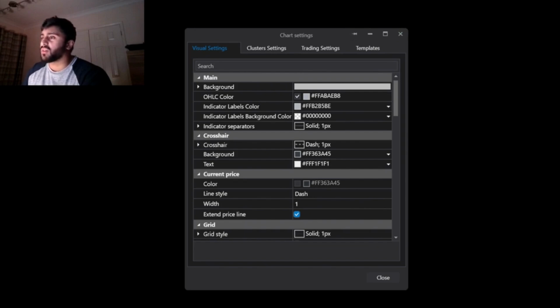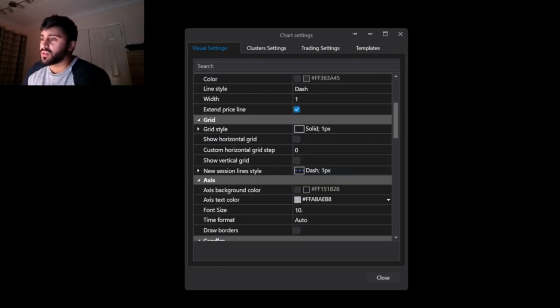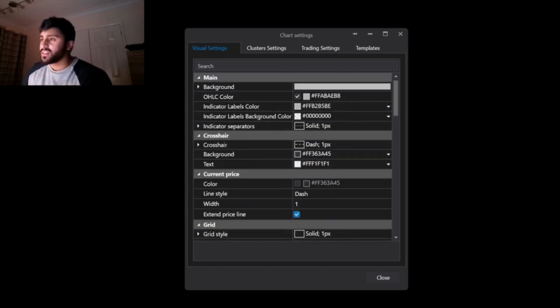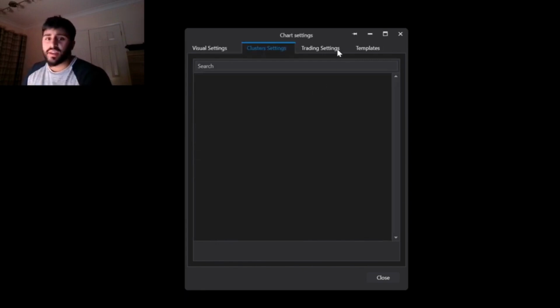So of course you have your background, you have your OHLC colors, you have the indicator labels, you have all these things. These are the visual settings. You can change the grid, you can get rid of the grid lines, you can add the axis. You have a lot of your regular visual settings, but when you go into the cluster settings, this is where it gets interesting, right?